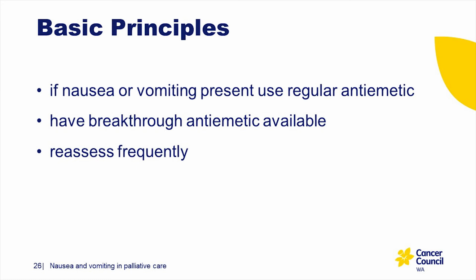So our basic principles for treating nausea and vomiting in people with palliative care needs are that if we've got nausea and vomiting present, we're generally going to want to use an antiemetic on a regular basis. So we would prescribe metoclopramide 10 milligrams TDS so that we can have medication in their system all the time, rather than prescribing on a PRN basis where we're not having that constant effect on the neurotransmitter. We will have a breakthrough antiemetic available as well in case in our assessment we haven't actually worked out what the major problem is for that person.